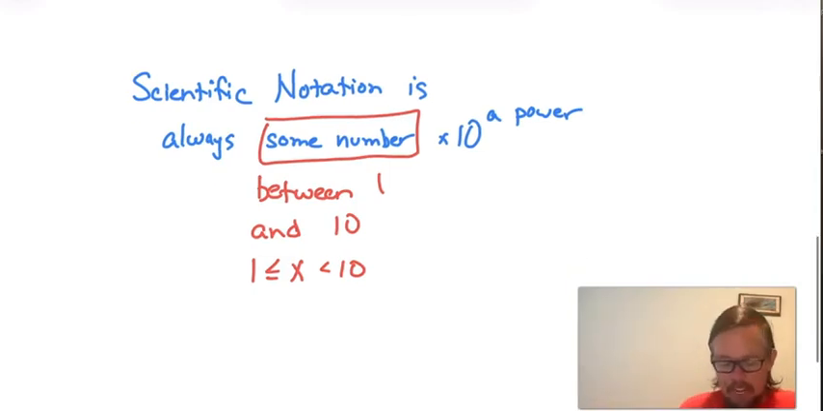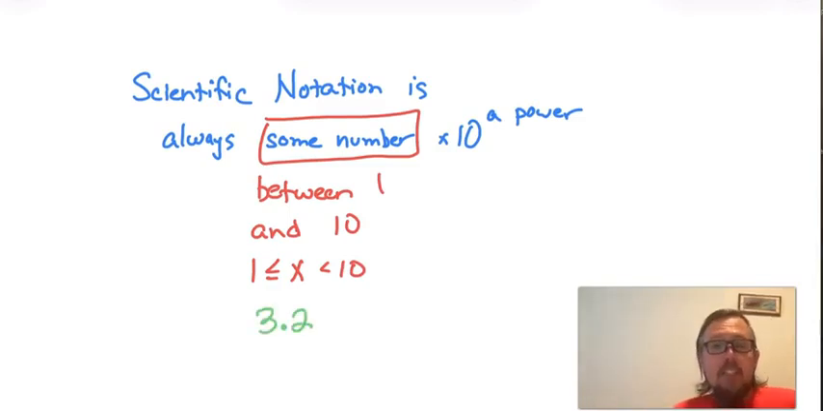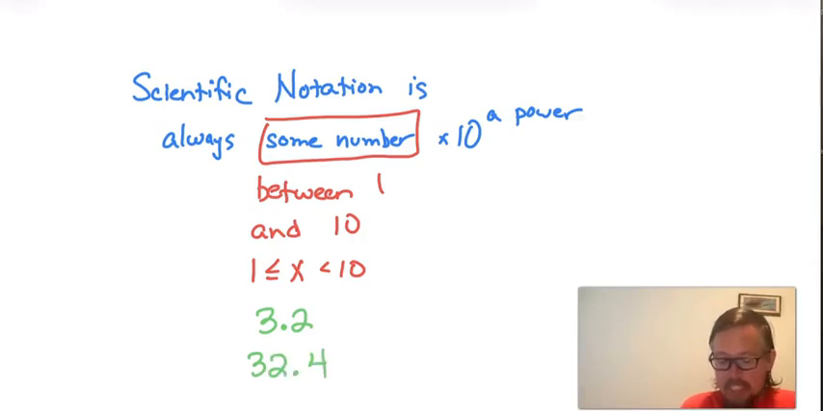So, for example, if I had something like 3.2, that's good. That's scientific notation. But if I had something like 32.4, that is not okay. This is not scientific notation. So it's going to be a single digit and then a decimal point. That's what the number looks like. So it's a number between 1 and 10, a single digit followed by a decimal point.